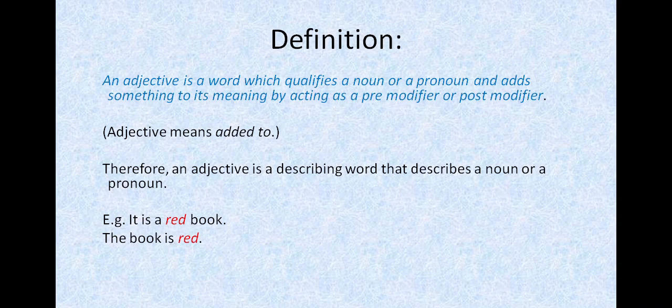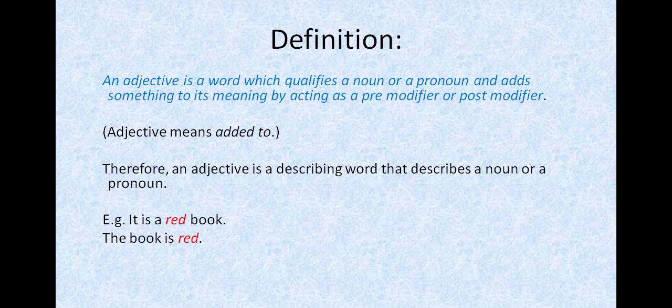Today we are going to learn about adjectives. First, the definition. An adjective is a word which qualifies a noun or a pronoun and adds something to its meaning by acting as a pre-modifier or post-modifier. The word adjective means added to. Therefore, an adjective is a describing word that describes a noun or a pronoun.